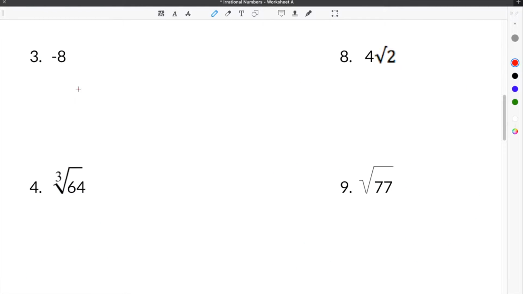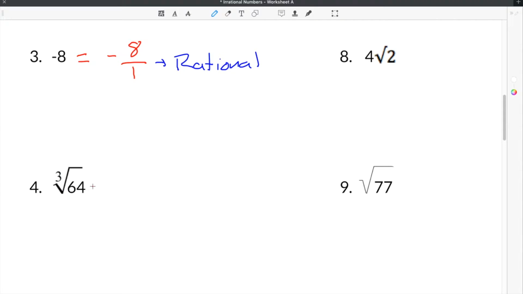Moving on to some practice problems on our rational and irrational numbers worksheet. Now, the directions for this part of the worksheet just say to identify whether it's a rational number or an irrational number. Number 3 gives us -8, which is a whole number. Now we know -8 can be rewritten as -8 over 1, and -8 over 1 is a fraction, which means it is rational.